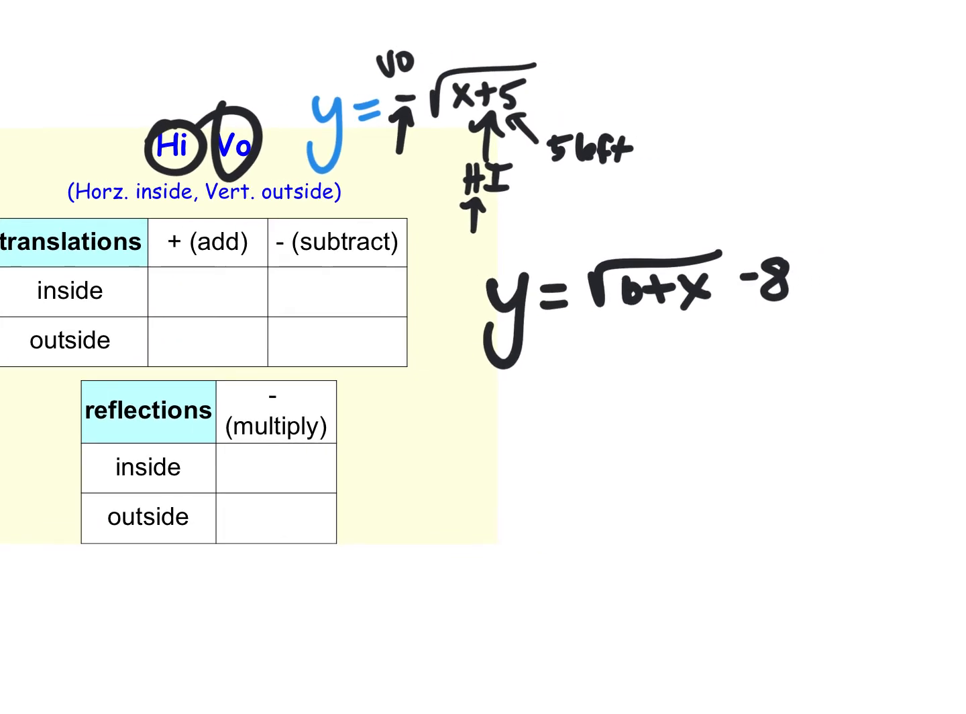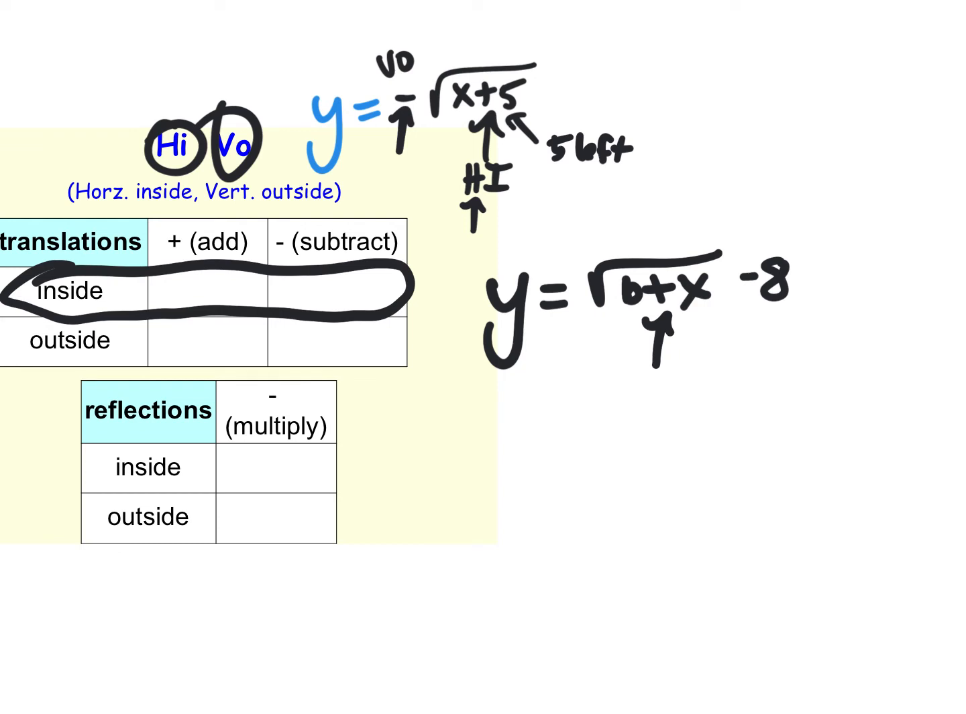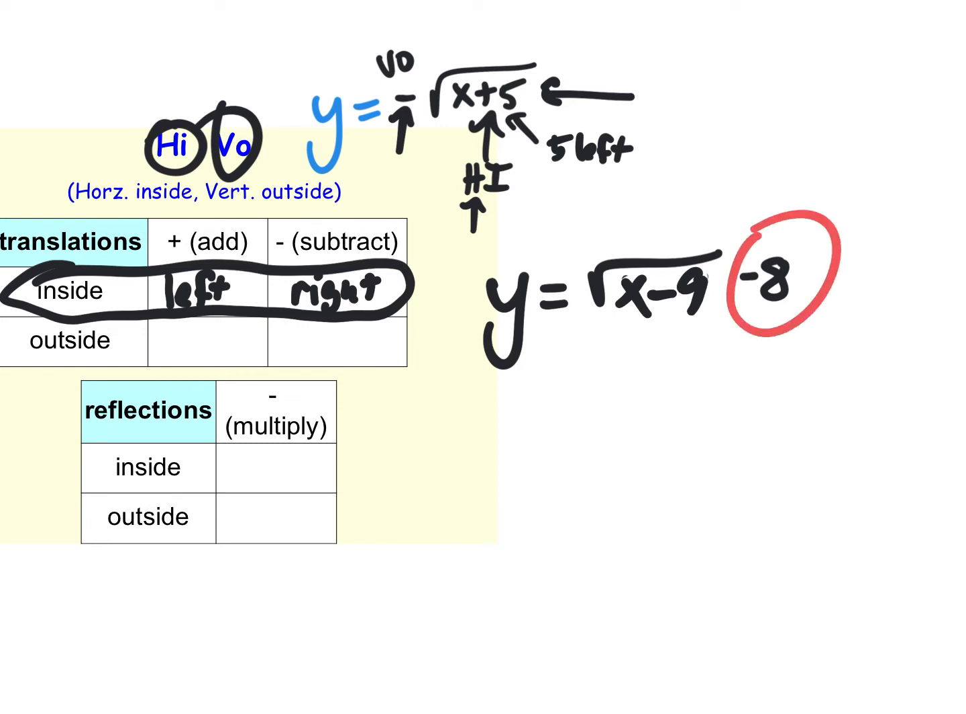If it's a negative on the inside versus a positive on the inside, see, this is the inside one. If you have a positive on the inside, remember that was like this one, that means left. If you had a negative on the inside, oh, heck, I'll just change this one and make it have a negative on the inside. X minus 9. Negative on the inside means go to the right. If you're on the outside, that's like out here, and you add something, that goes up. If you subtract something, that goes down.